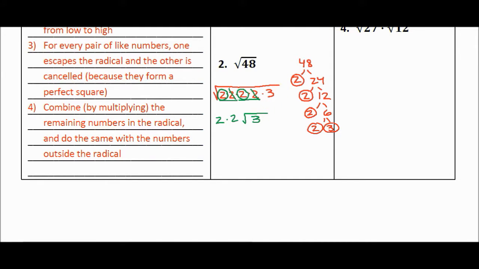And step number 4, now the final step, is to write our final answer. The 2 2's escape the radical. We can recombine those or remultiply those. 2 times 2 is 4. And we're left with the square root of 3. The radical 3 is left over. And here is our final answer. Square root of 48, completely simplified, is 4 times the square root of 3.